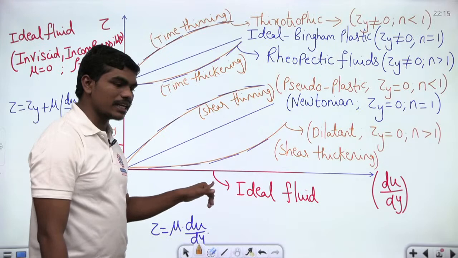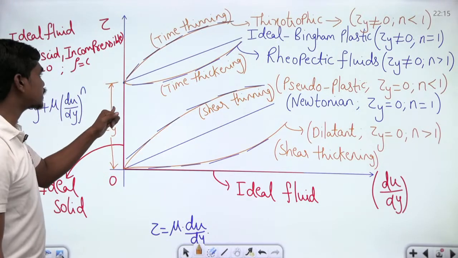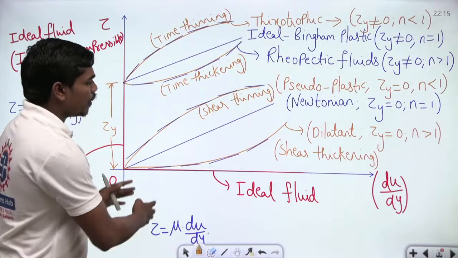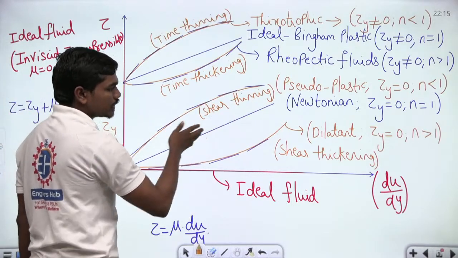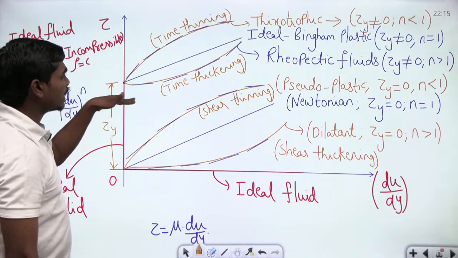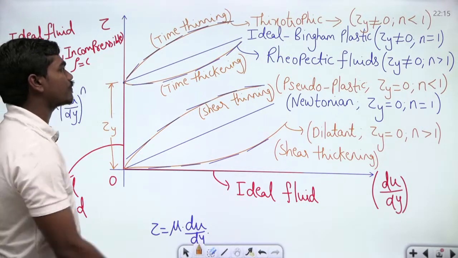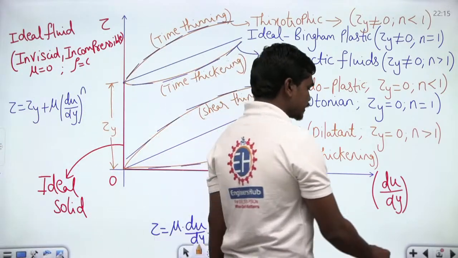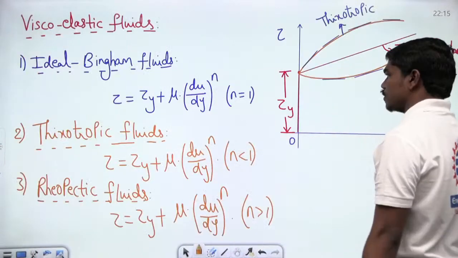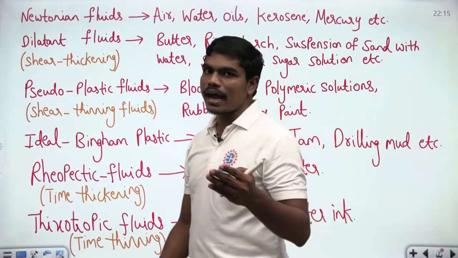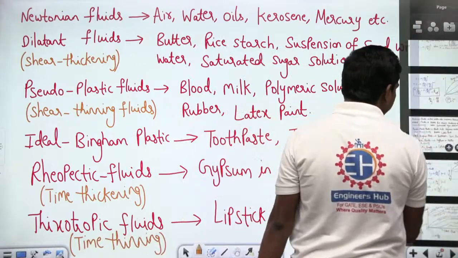So this line is basically for the ideal fluid, and this is for the ideal solid, and we have some Newtonian fluid acting here. That's represented like this, some dilatant fluids and pseudoplastic fluids on this chart, and also time thickening fluids, time thinning fluids, and of course these are the ideal Bingham plastic fluids. Correct? And these are examples of different fluids, but in the notes you will be getting, I'll make sure that this happens.